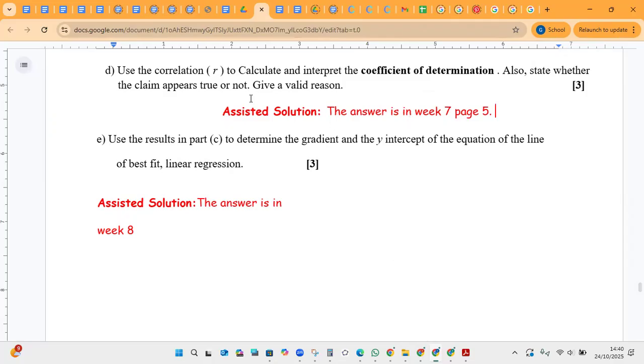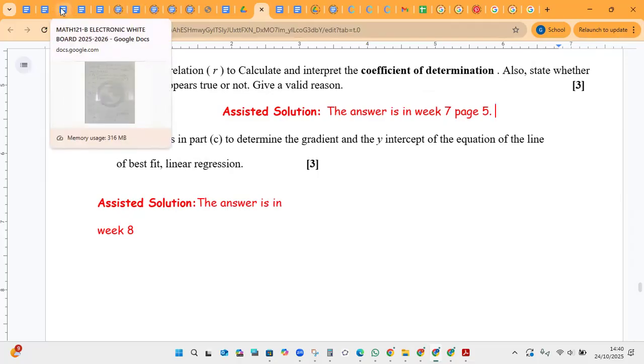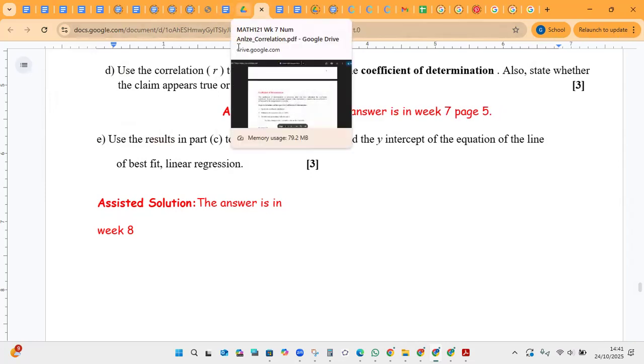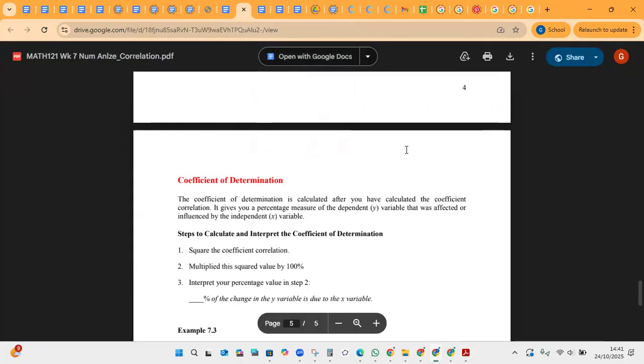Let's see where we have done that, because this is a continuation from a previous video where we have already calculated the correlation coefficient, because it says use the correlation coefficient. And we have support in week 7, page 5. So let's go to week 7, page 5 before we go to where we actually did it. Here is week 7, page 5.